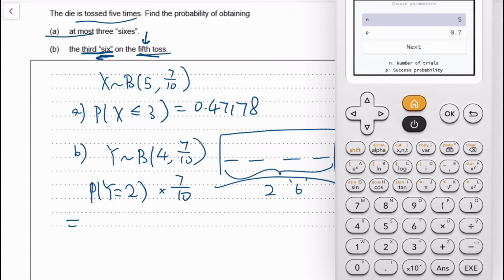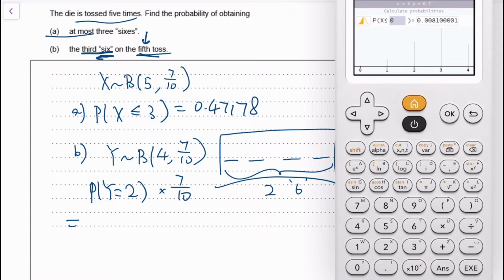So, okay, it doesn't work that way. I need it to be equal to 2, I think. How do I make it equal?